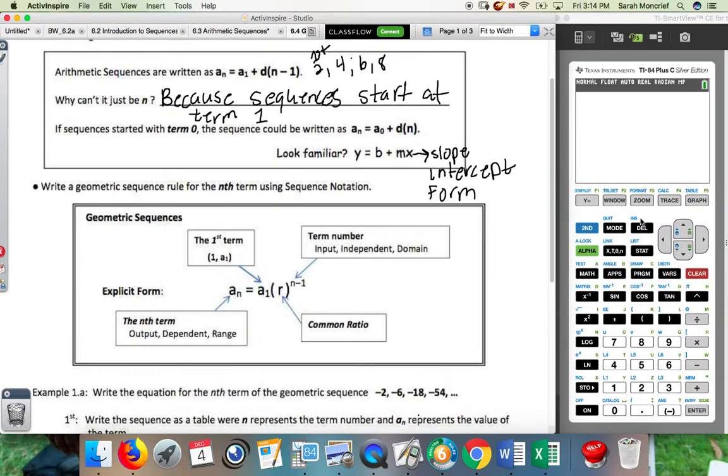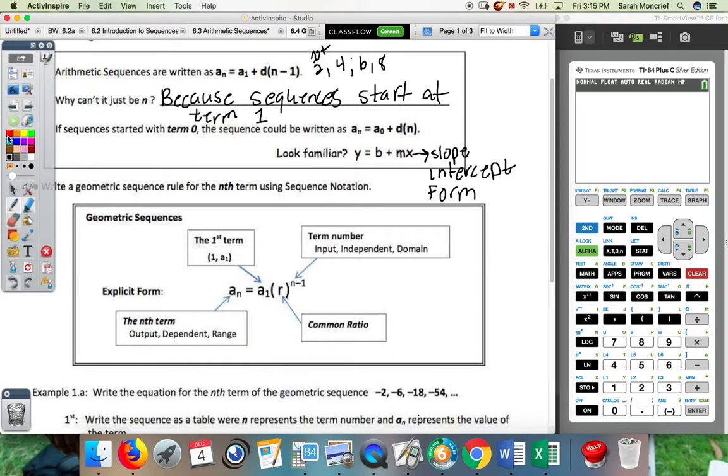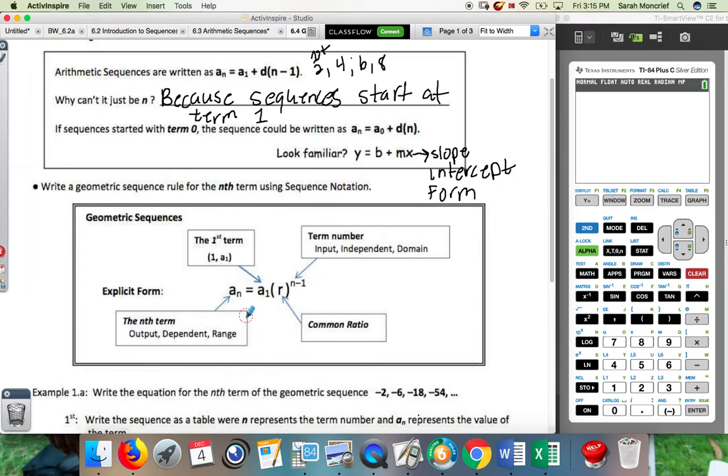Alright, now that we've talked about that, let's move into writing our geometric sequences. Writing a geometric sequence is pretty much the same as writing an arithmetic sequence. Let's start with the skeleton of the formula: a sub n is equal to a sub 1 times r to the n minus 1. You might see some familiar things there. We had an a sub n before, an a sub 1, an n, and n minus 1. They're just in different spots.